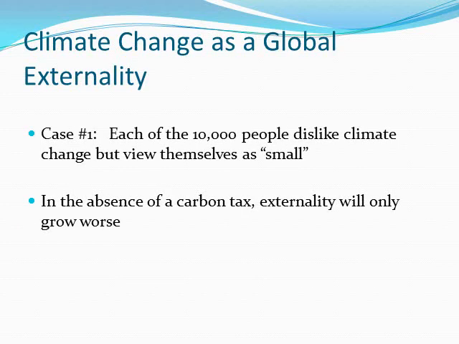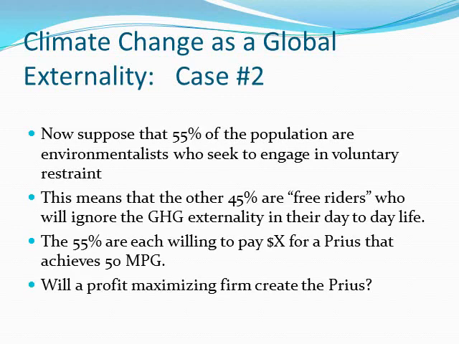Now, climate change is a global externality. Each of the 10,000 people dislike climate change. They fear it, but they view themselves as too small to make a difference. So in the absence of a carbon tax, this externality is only going to compound each year because it's a flow externality, and every year people are just going to keep driving, contributing to that.